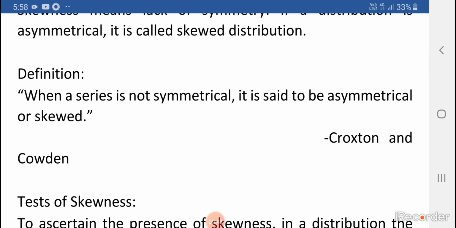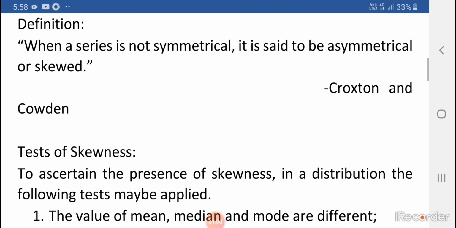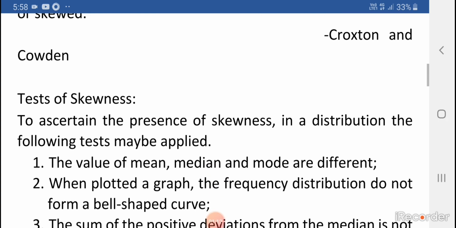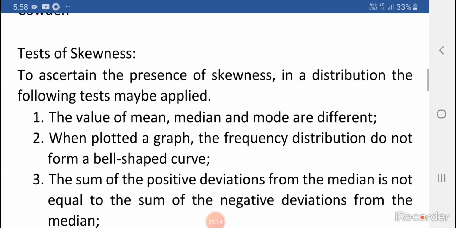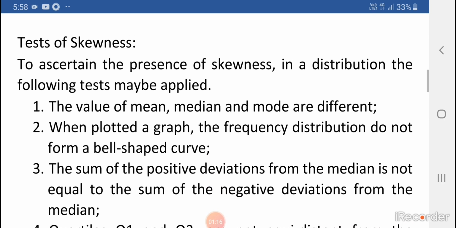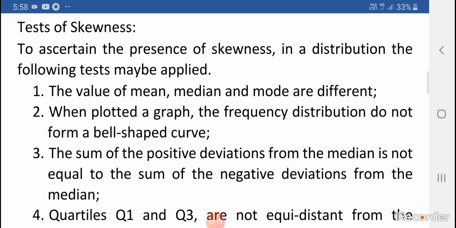The definition given by Croxton and Cowden tells the same thing. When a series is not symmetrical, it is said to be asymmetrical or skewed. That means in an asymmetrical or skewed distribution, the values of mean, median and mode will not be the same, and it will not have a bell-shaped curve. Those things we'll learn in the next topic, like how to find the tests of skewness, how to find that skewness is present in a particular distribution.